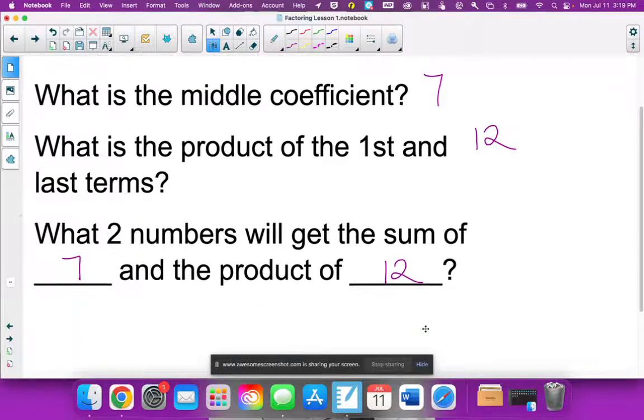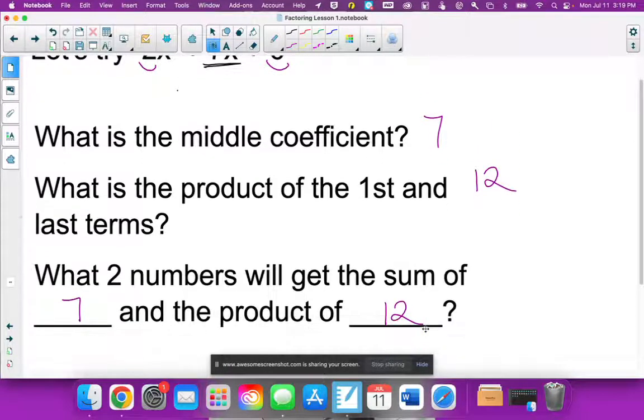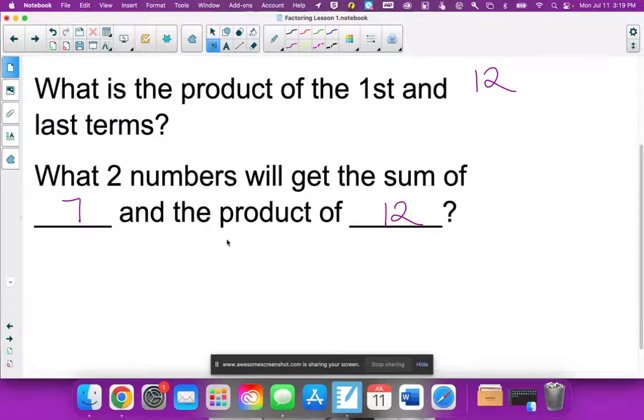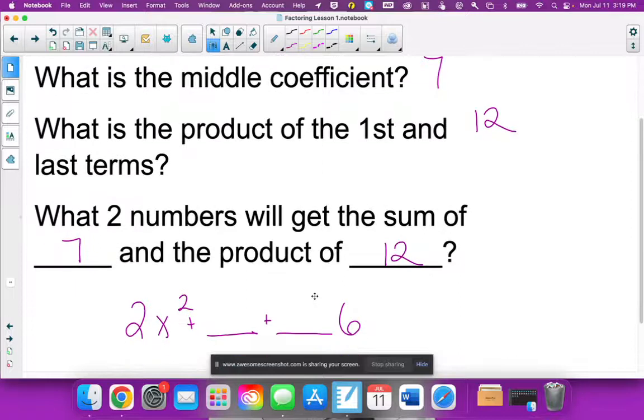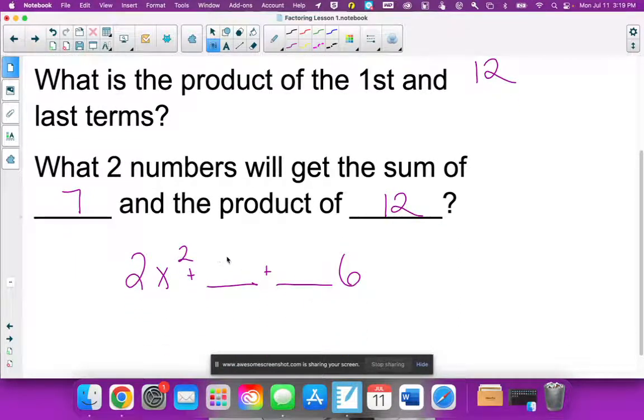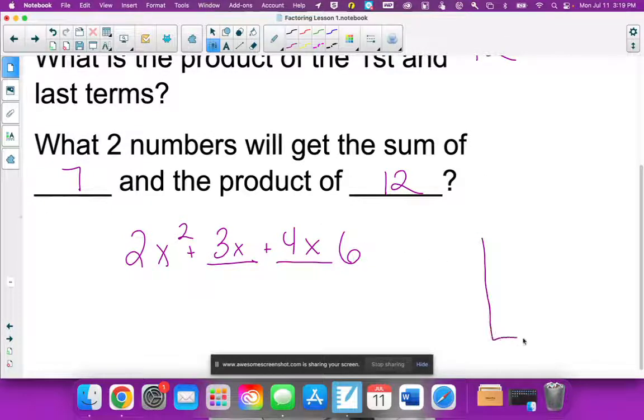Okay, so write it out, because I know that my first term and my last term are not going to change. So that's going to be 2x squared in the front and 6 at the end. I need to know what my 2 terms are going to be that I'm going to split into. So what adds up to 7 and multiplies to 12? Should be 3 and 4. So I have successfully split my statement, my area, up into 4 pieces so that I can then use my area model to work backwards and find my length and width.